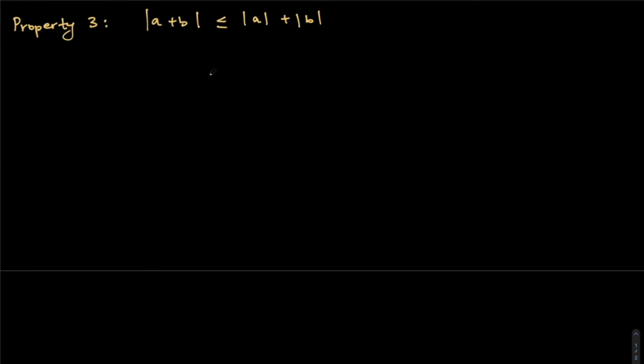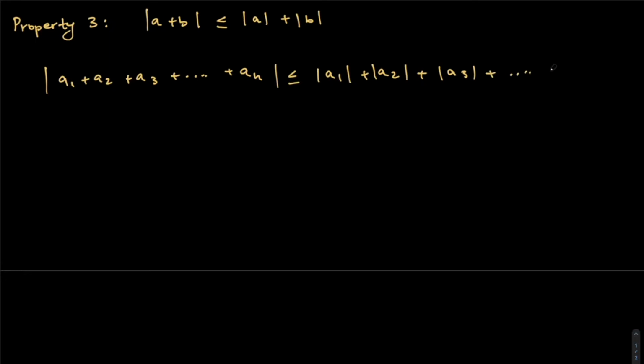Again, if I want to generalize it, I can say modulus of a1 plus a2 plus a3 all the way to an is less than or equal to modulus of a1 plus modulus of a2 plus modulus of a3 all the way down to modulus of an. If you want, you can always take an example. It's not a huge deal.